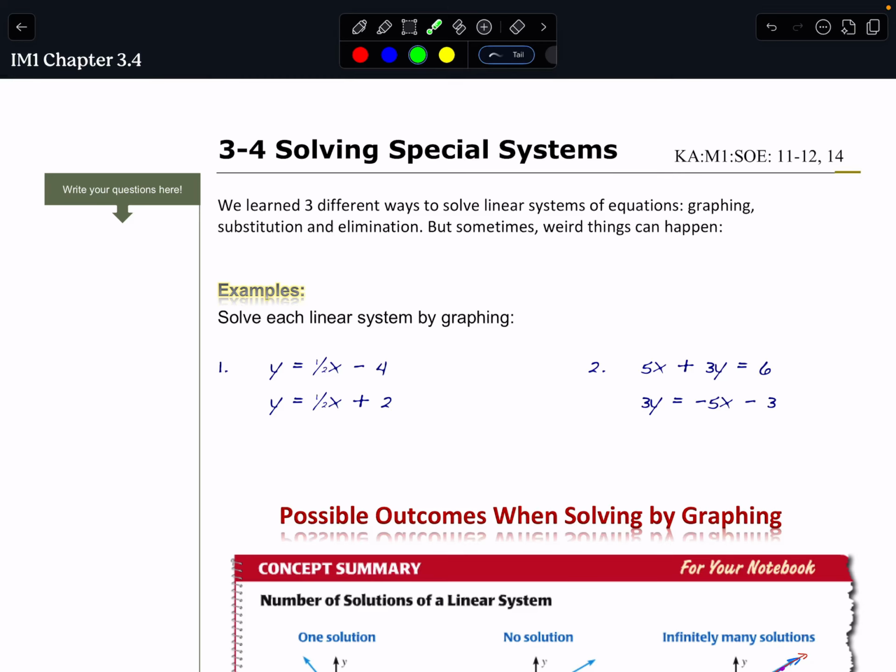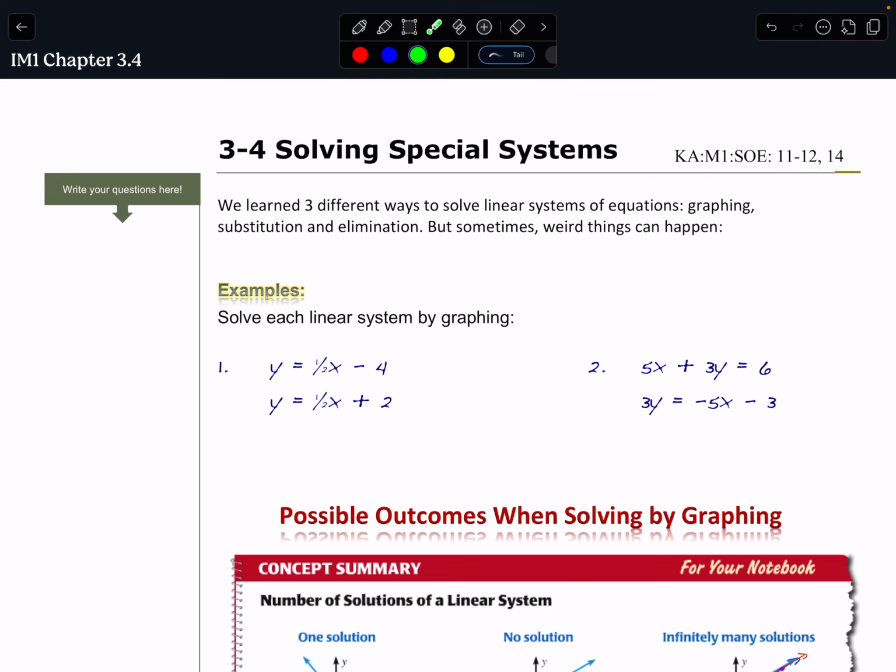This is lesson 3.4, Solving Special Systems. This is our last lesson in the chapter, and we are finishing up our Systems of Equations unit in Khan Academy. This lesson covers skills 11, 12, and 14.